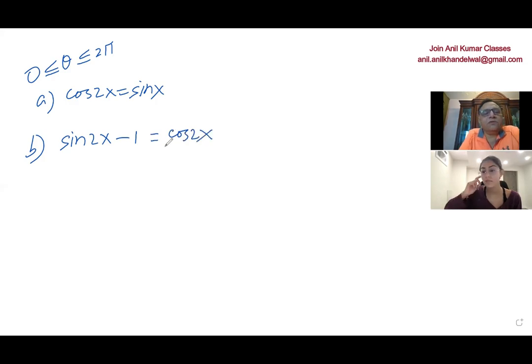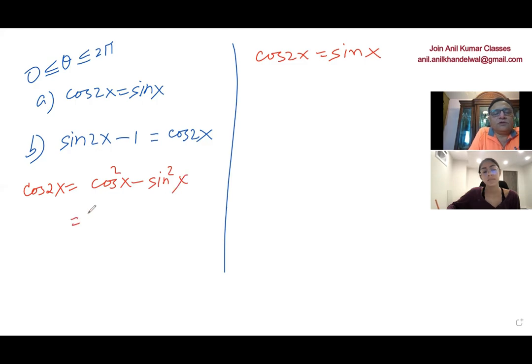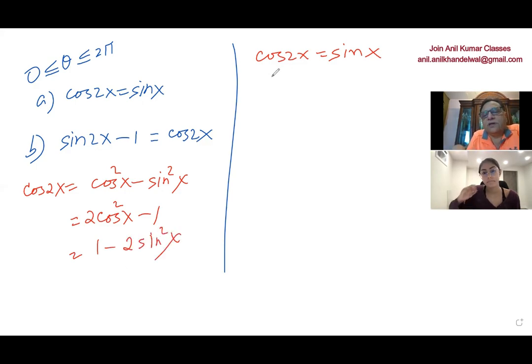Okay. So let's begin with the very first one. We are given cos of 2x equals sine x. We should write this equation only in terms of one trigonometric ratio. So you know that cos of 2x is equal to cos square x minus sine square x, which is also equal to 2 cos square x minus 1 and 1 minus 2 sine square x. So in this equation, since we have sine there, we should write cos 2x as 1 minus 2 sine square x, equals sine x.